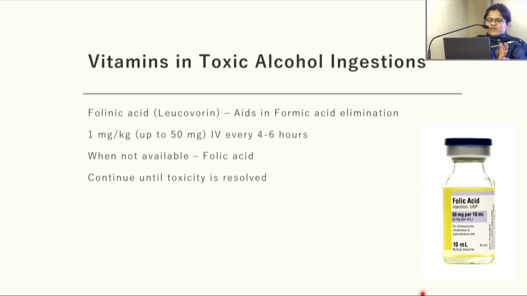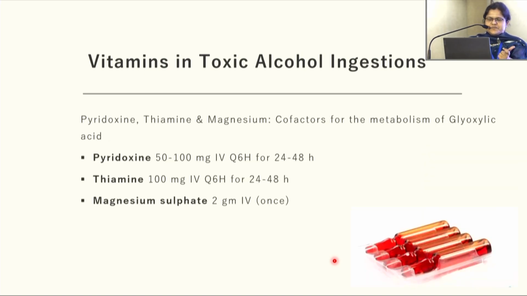So is there any role for vitamins in toxic alcohol ingestion? First, in methanol toxicity, we were discussing the conversion by tetrahydrofolate synthase to carbon dioxide and water. So folic acid or the activated form of folic acid, that is folinic acid, aids in formic acid elimination by the formation of carbon dioxide and water. So you can give 1 mg per kg of folinic acid. If it is not available, you can use folic acid every 4 to 6 hours IV, and it should be continued until the toxicity is resolved.